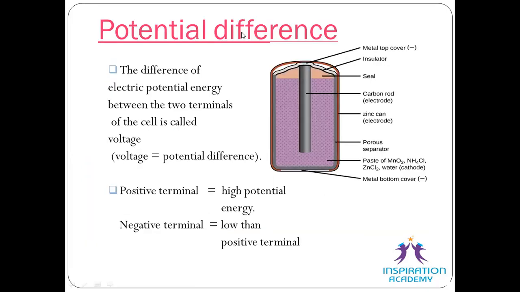Now let's talk about potential difference. The difference of electric potential energy between the two terminals of the cell is called the voltage. Voltage means the potential difference. In the two terminals, the positive terminal has a high potential energy, while the negative terminal has a low potential energy when compared with the positive terminal.